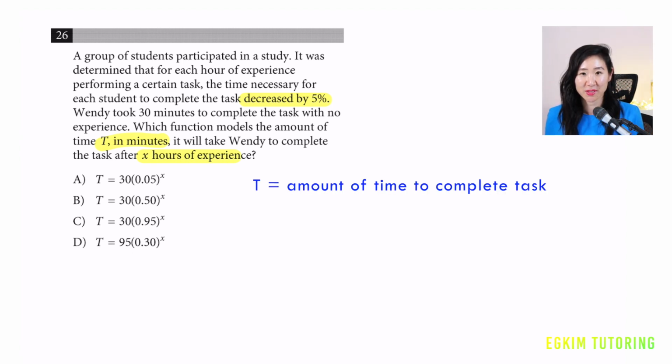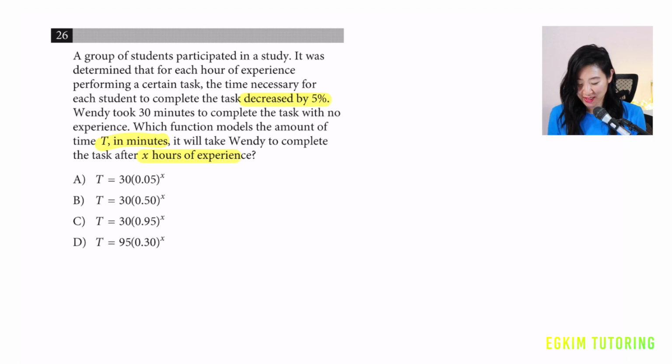Let's talk about the variables. So we have t, which is the amount of time it takes to complete the task, and we have x, which is hours of experience. Now let's write down the basic equation. So we have t is equal to something in parentheses to the x power. All the answer choices have x in the same location, so you don't have to worry about that.